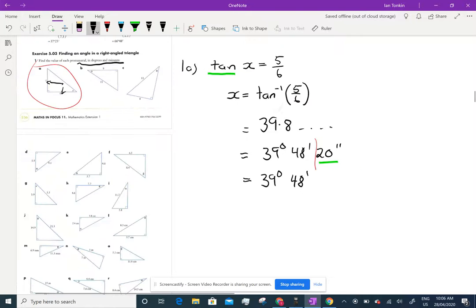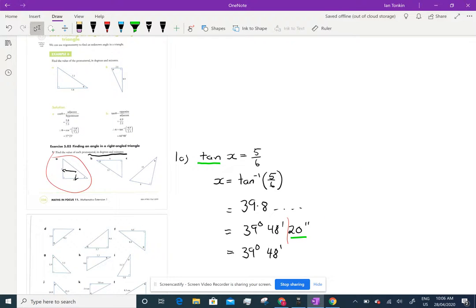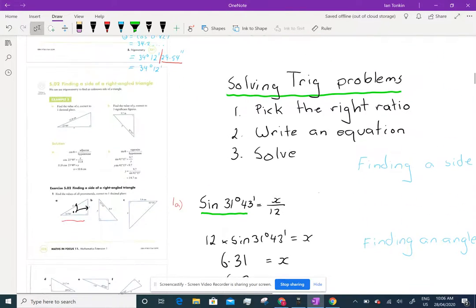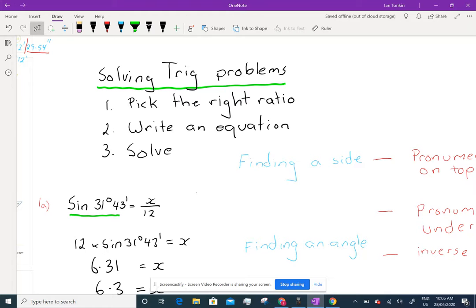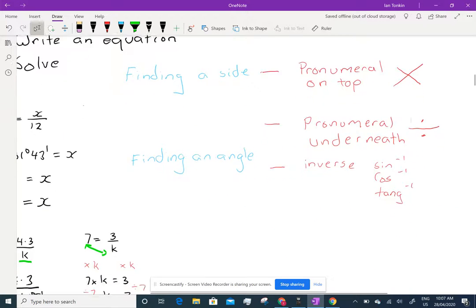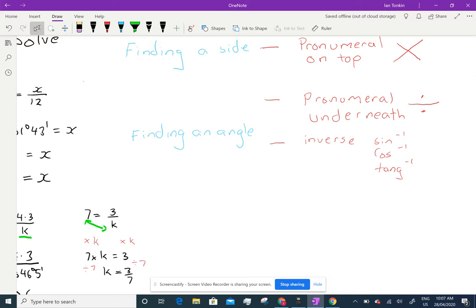So, my 3 steps for doing these questions. You can write your own notes, but I'd suggest writing something similar. Pick the right ratio. It's crucial. Write an equation. Always write the equation so that even if you get it wrong after that, you can get some marks for showing some understanding of how you solve a right angle trig question. And then you solve it by either multiplying the number across, dividing by the number, or inverse sine, cos, or tan. All right, good luck.